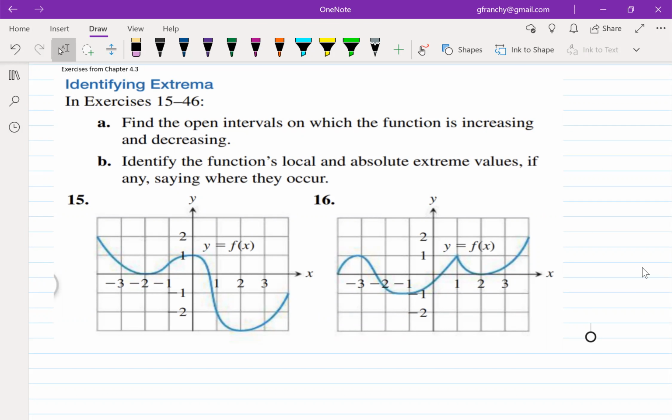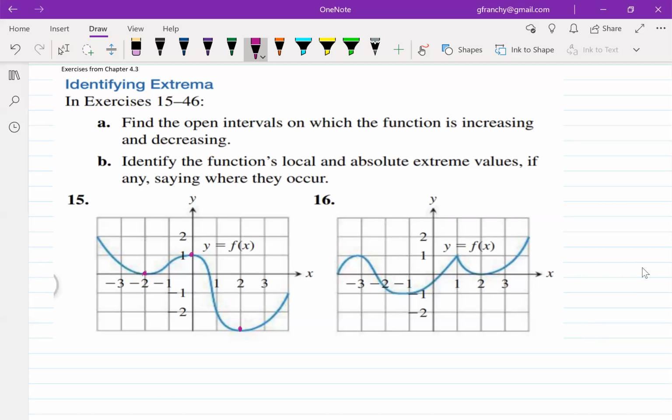So I'm going to start with 15. The first thing that we're going to want to do is look for where we would get a change in the sign of the derivative. So where would the tangent line equal 0, or anywhere that the derivative is undefined. Here, when we're given the graph, we're going to have to estimate, and I'm estimating that they happen to fall at these nice numbers.